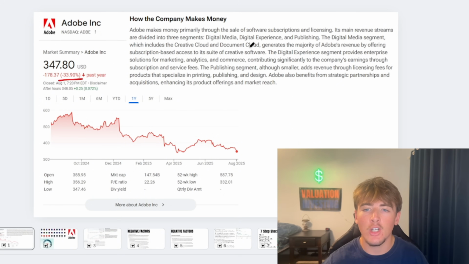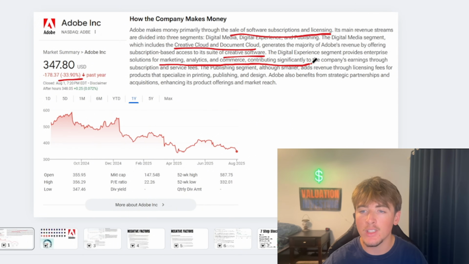If we take a look at how Adobe makes money, they do it through the sale of software subscriptions and licensing. Its main revenue streams are divided into 3 segments: digital media, digital experience, and publishing. The digital media segment includes the Creative Cloud and Document Cloud, and generates the majority of Adobe's revenue by offering subscription-based access to its suite of creative software. The digital experience segment provides enterprise solutions for marketing, analytics, and commerce, contributing significantly to the company's earnings through subscription and service fees. And then the publishing segment, although smaller, adds revenue through licensing fees.